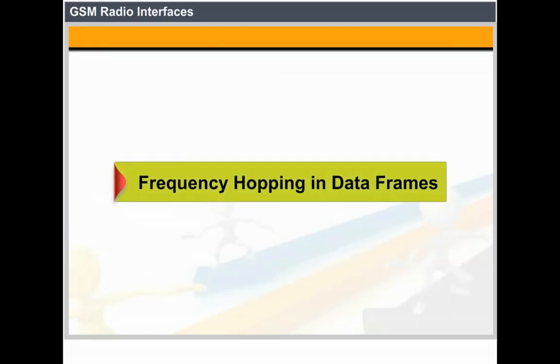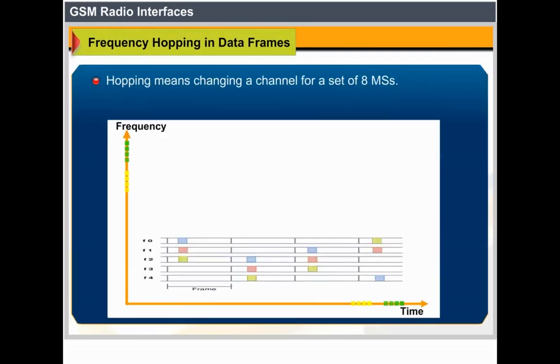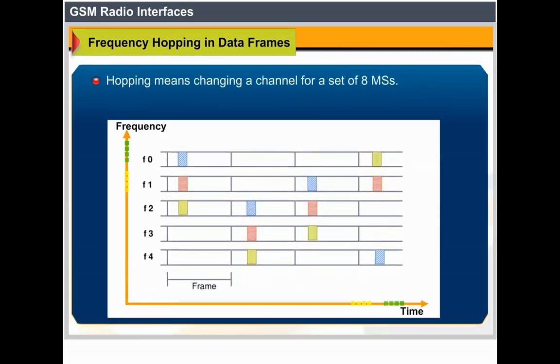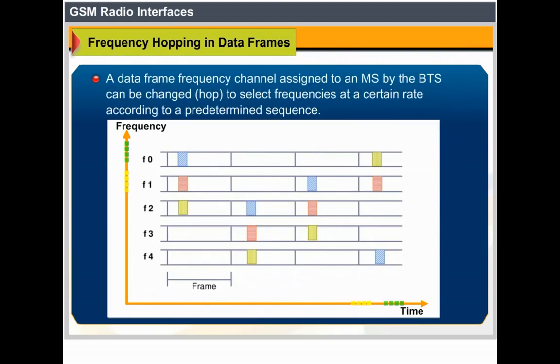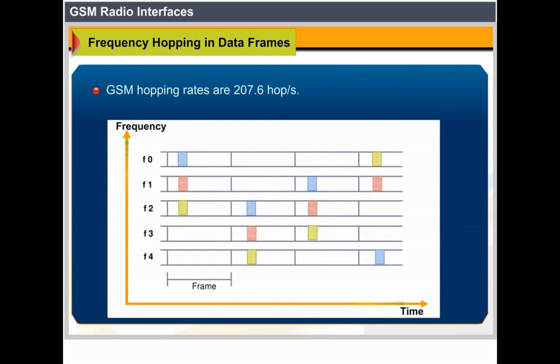Frequency hopping in data frames. Hopping means changing a channel for a set of 8 MSs. A data frame frequency channel assigned to an MS by the BTS can be changed to select frequencies at a certain rate according to a predetermined sequence. This helps in ensuring better signal quality for most of the period. GSM hopping rate is 207.6 hops/s.